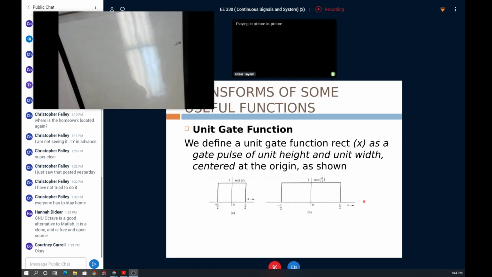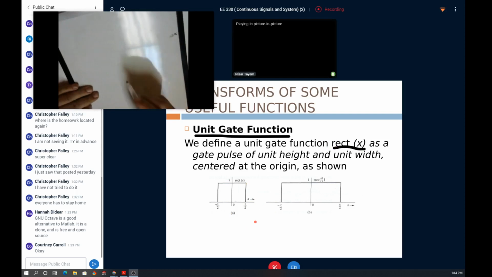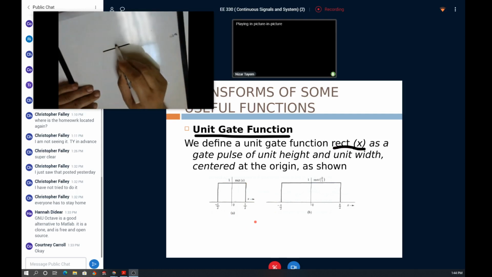Okay. Now let's talk about some special signals we use in communication as well as in the electrical engineering field. The first function we talk about is what we call a unit gate function. The unit gate function is defined as what? We call it a rect function, rect of x. So rect of x is defined from minus 1/2 to 1/2. This is mainly a rect function, okay?